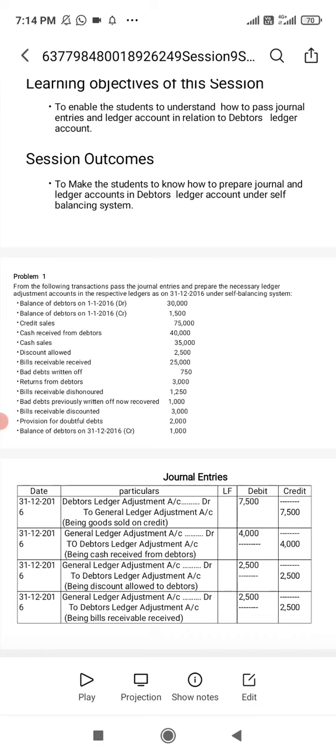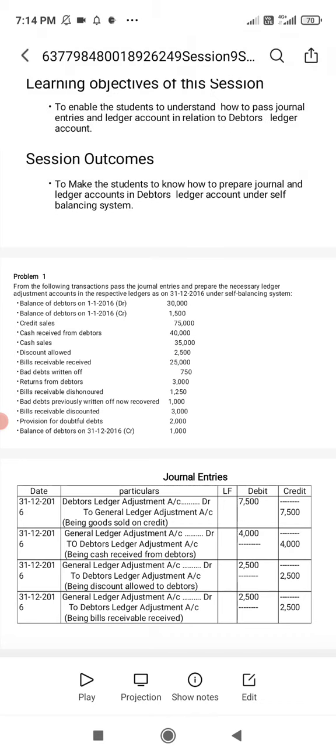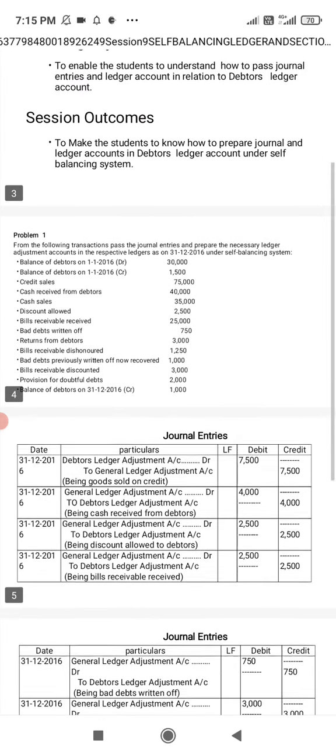Returns from debtors, it is called return inwards. You have to enter under the credit side of the debtors account. Bills receivables dishonored, you have to enter under the debit side of the debtors account. Bad debts previously written off now recovered, you have to ignore this transaction. Bills receivables discounted, again debit side of the debtors account. Balance of debtors on 31st December credit balance, debtors account credit side.